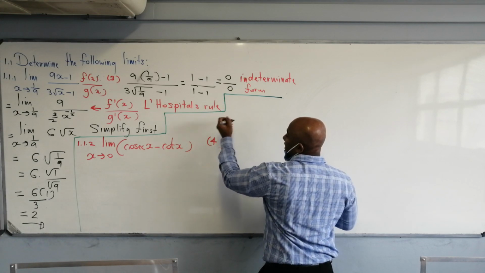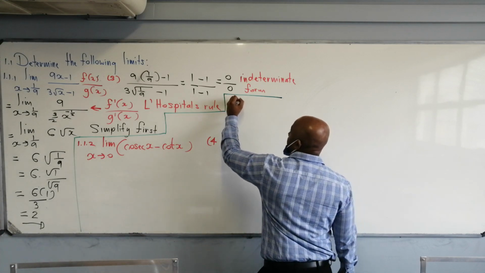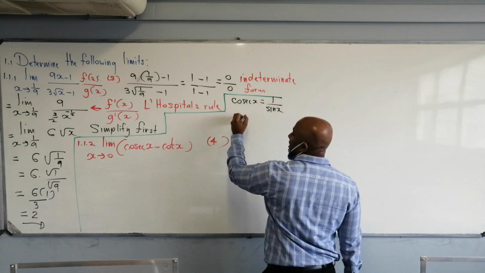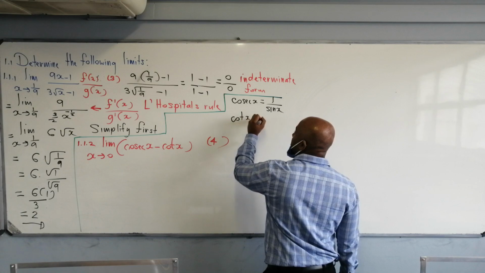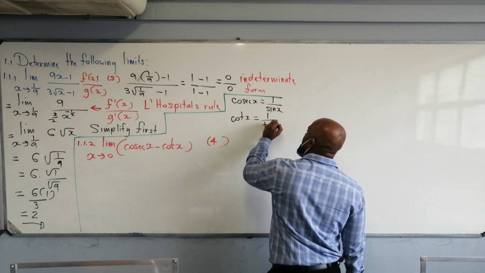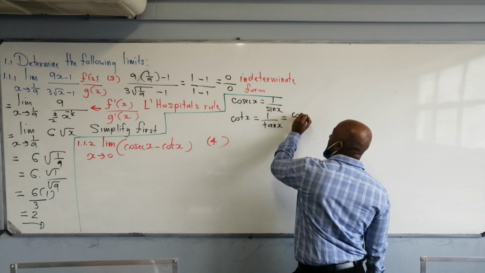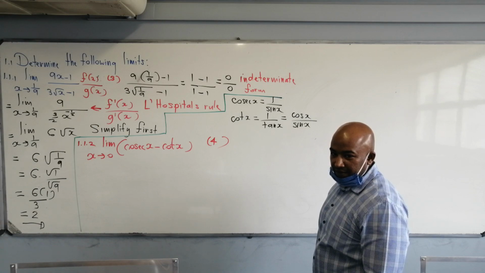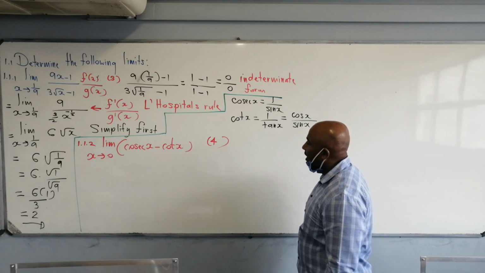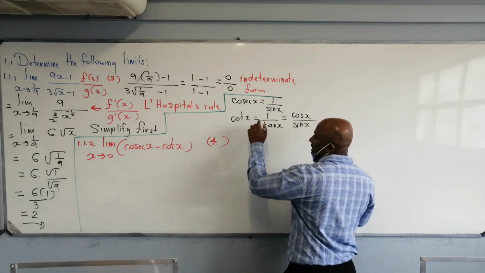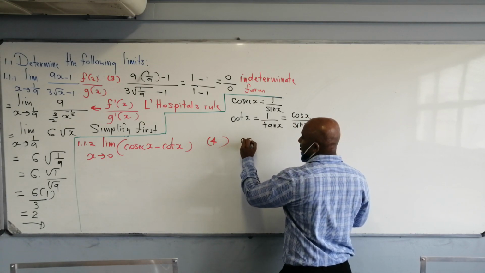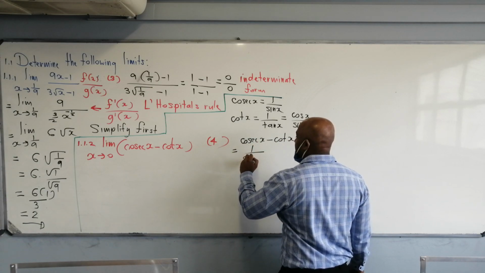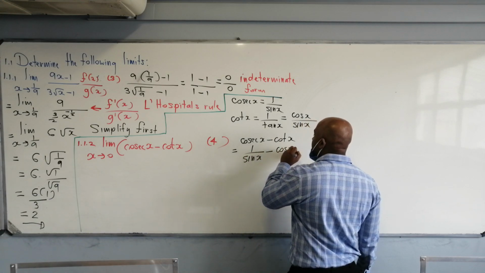Cosec x is 1 over sine x, and cot x can be written as 1 over tan x, which is also cos x over sine x. Okay, it's up to you. Now, so what do we have here? We have basically cosec minus cot, which is the same as 1 over sine minus cos over sine.